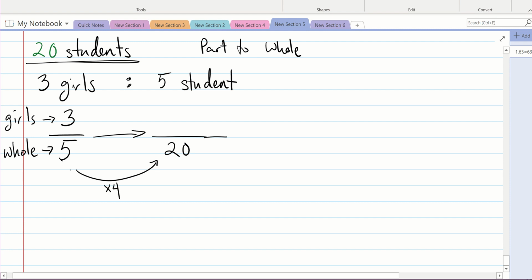If you're having a hard time doing that in your head, which is perfectly fine, use your calculator. You take your ending number, your 20, divided by your beginning number, 5, and you get 4. So the multiplicative factor is 4.